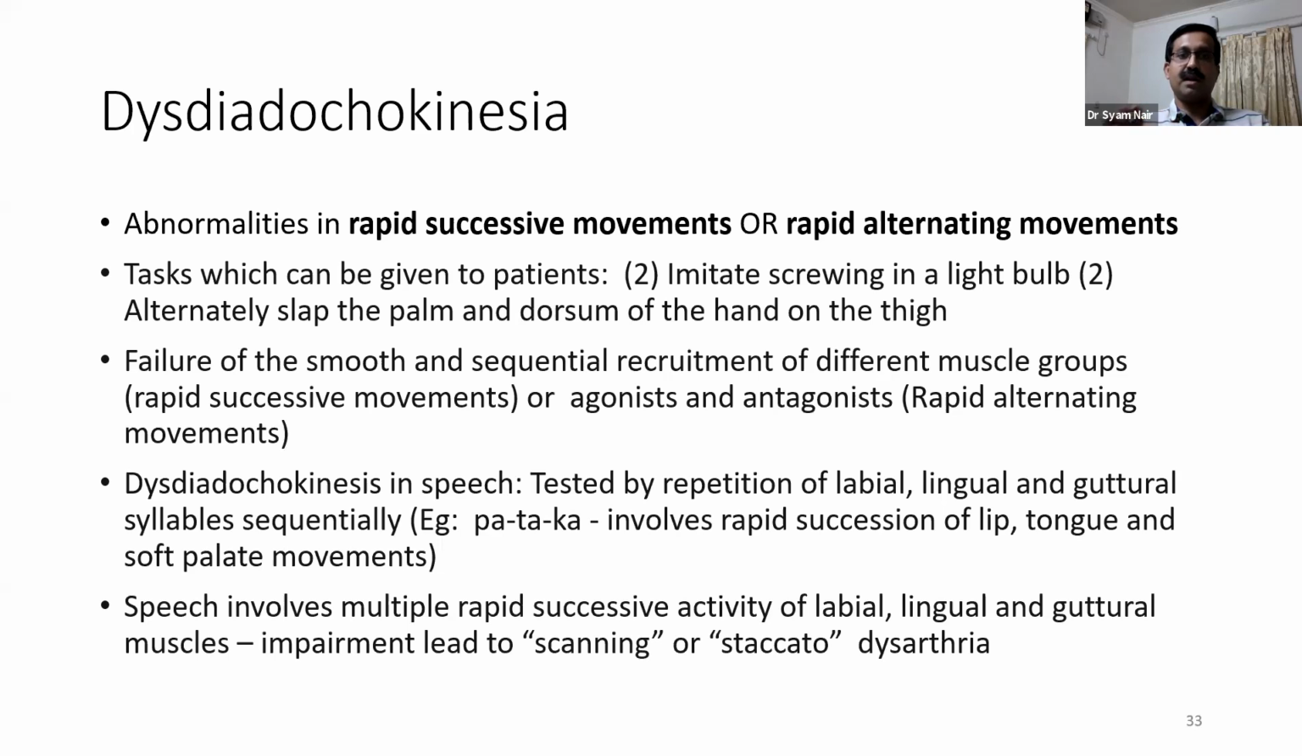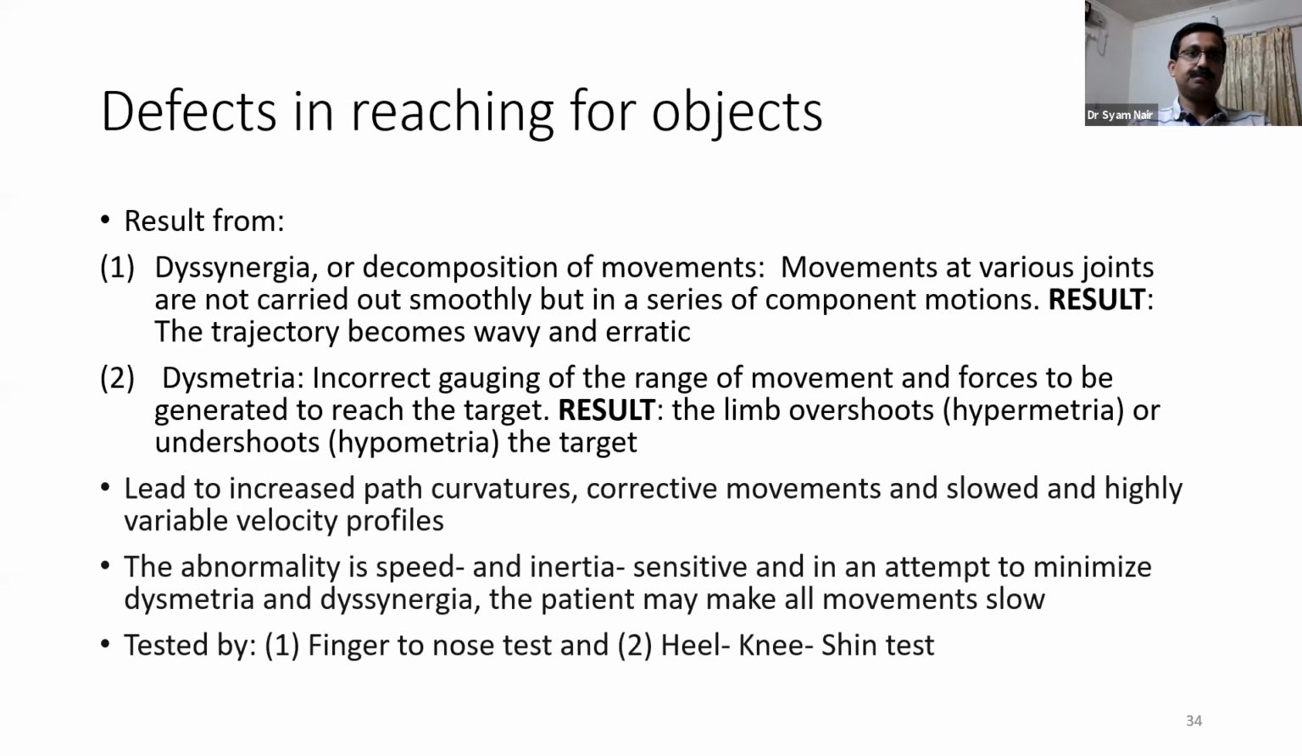So when you say pa, ta, ka sequentially very fast, this involves rapid succession of lip, tongue, and soft palate movements. And this is not possible for patients with cerebellar disease. Speech is a task which involves multiple rapid successive activity of labial, lingual, and guttural muscles, and impairment leads to scanning or staccato dysarthria in cerebellar disorders.